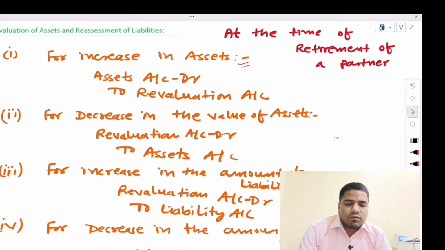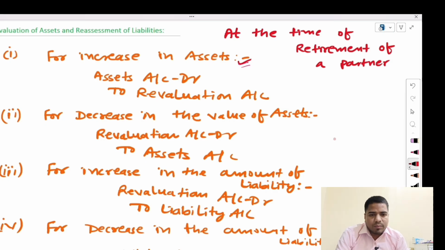Okay, see here, first of all we will see the general part, then after we will do the ledger part. For increase in asset, if your asset value is increased at the time of retirement of any partner, what entry will you pass here? Asset account debit to revaluation account. For decrease in the value of asset, just the opposite entry we will pass here, revaluation account debit to asset account.